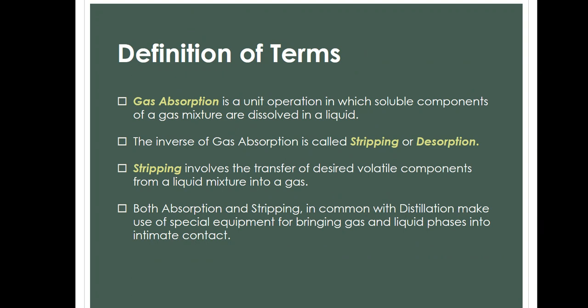Now, both absorption and stripping have something in common with distillation because they need special equipment that provides the contacting of the two phases. That way mass transfer will occur. Having mentioned the two phases, for gas absorption and stripping, there are two phases, the gas phase and the liquid phase. In the case of gas absorption, the solvent is the liquid phase. In the case of stripping, the solvent is the gas phase.